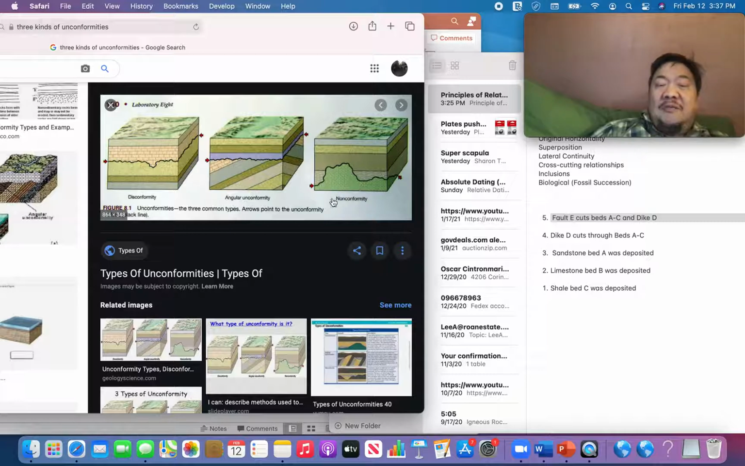So a nonconformity is a type of unconformity where you have igneous or metamorphic rocks underneath the unconformity surface, such as here, and you have sedimentary rocks above the unconformity surface. So a nonconformity involves igneous or metamorphic rocks underneath the unconformity surface, and sedimentary rocks above.